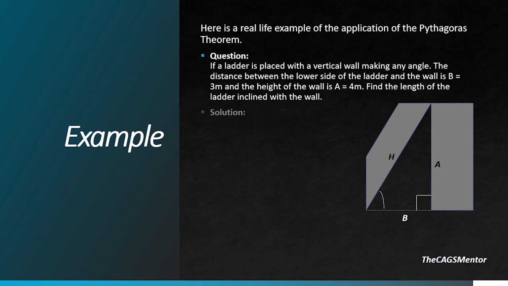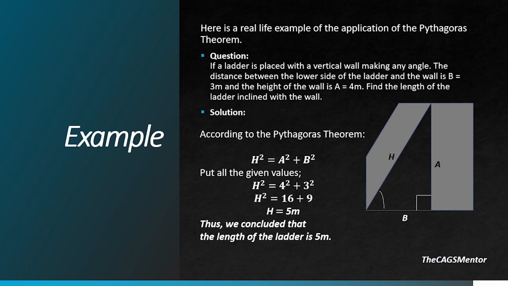So let's solve this question. According to the Pythagoras theorem, h square is equal to a square plus b square. Put all the given values. We will put a as 4, b as 3. After taking the squares, the sum becomes 25, and after taking the square root on both sides, h becomes 5 meters. Thus we can conclude that the length of the ladder is 5 meters.